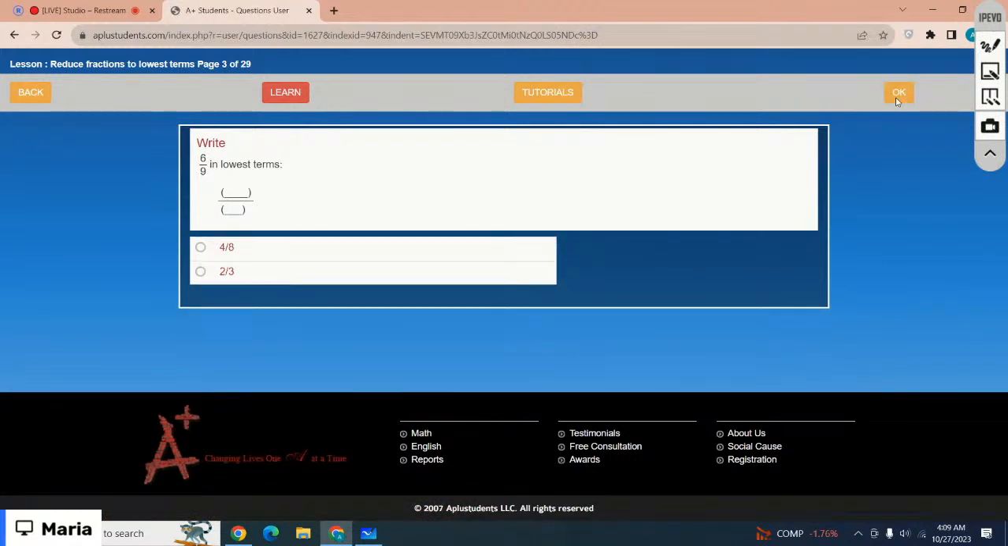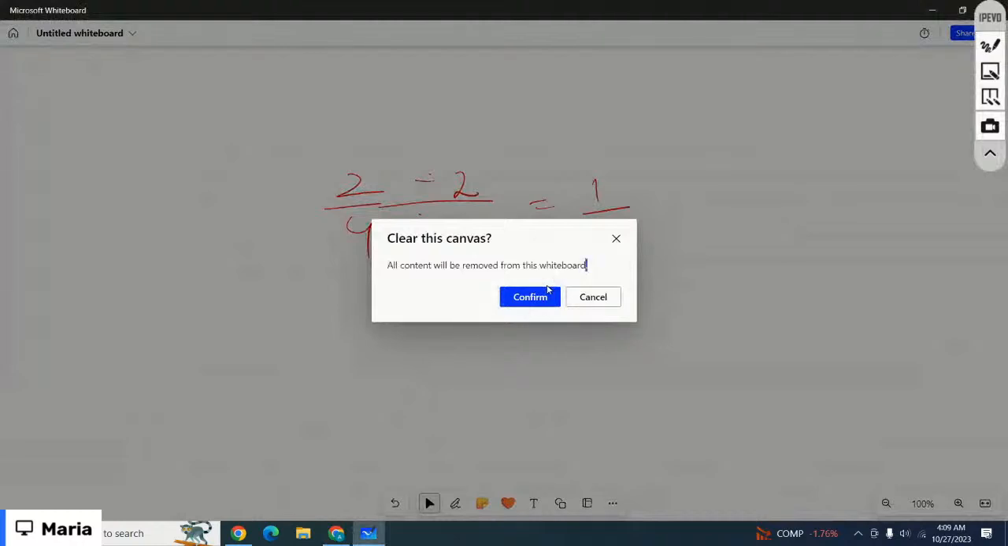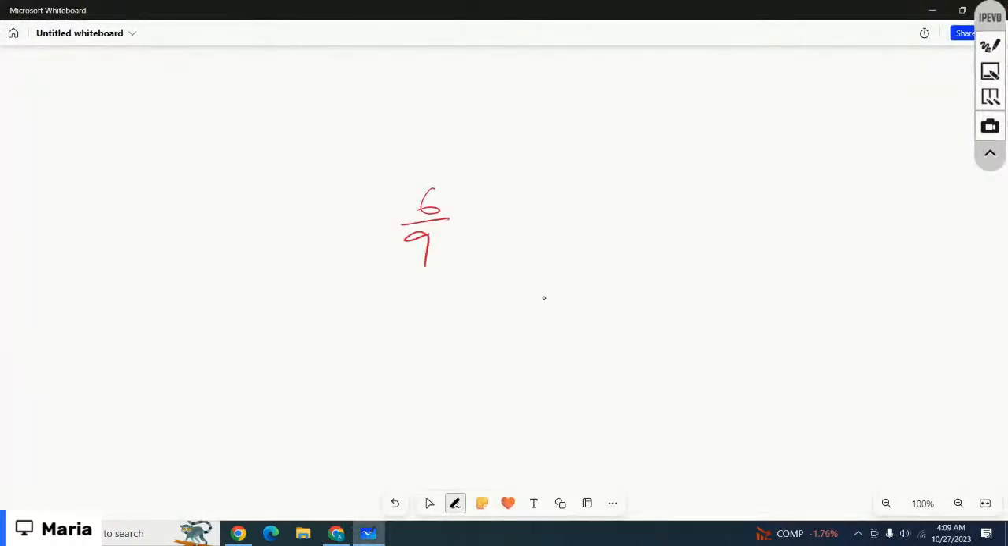Okay, write 6 by 9 in lowest term. Which is the correct option? 6 over 9. So the greatest common factor is 3. Let's just divide them by 3. 3 times 2 is 6 and 3 times 3 is 9. So that will be 2 over 3. The correct option is 2 over 3. Got it?